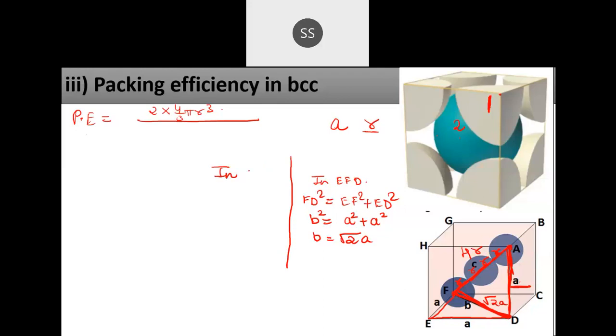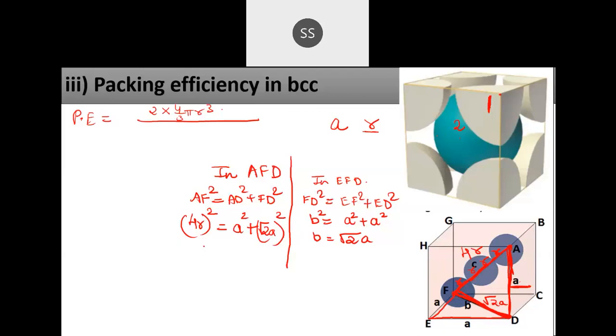In triangle AFD, the hypotenuse is AF. So AF square is equal to AD square plus FD square. Now how much is AF? AF is that C value, so you can directly write 4R, because you know that value is 4R. So 4R the whole square is equal to AD, which is how much? AD is A. So A square plus FD is how much?